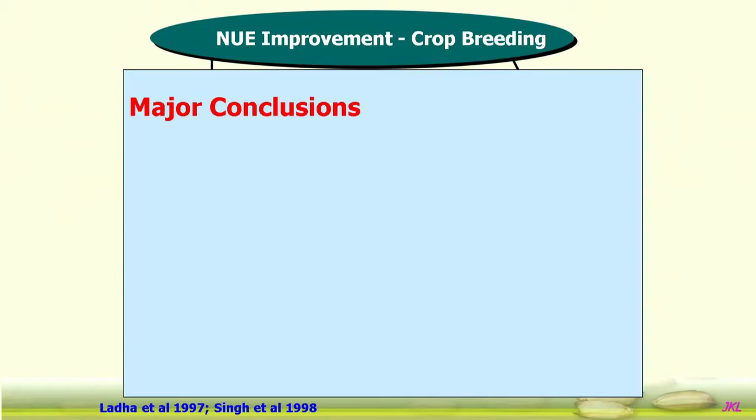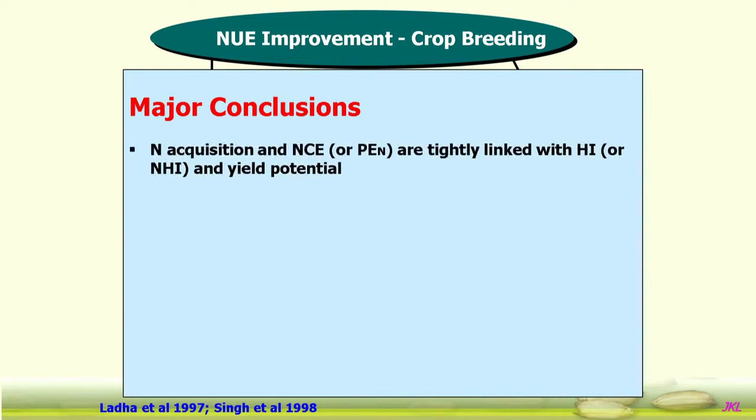Now, there has been a lot of work, and I can't go into detail, in rice, maize especially, and wheat as well, looking at nitrogen use efficiency. I'll give you some major conclusions from that work. Nitrogen acquisition and nitrogen conversion efficiency are tightly linked with harvest index, or nitrogen harvest index, and yield potential. So what I'm trying to say is that when breeders have already increased harvest index, nitrogen use efficiency is automatically improved.